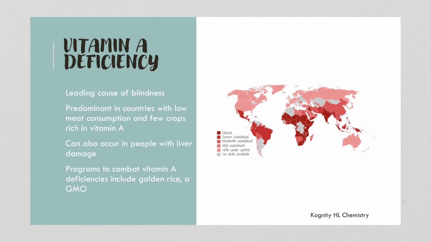There have been some programs put into place to combat vitamin A deficiency. One of them would be creating genetically modified foods like golden rice, which is a GMO. There has been some controversy over golden rice for a few reasons. One, the golden rice has been patented, so you have to purchase the seeds. You cannot collect the seeds and plant them again, or you will have to pay huge fines for stealing the grain and the seed and the patent rights.